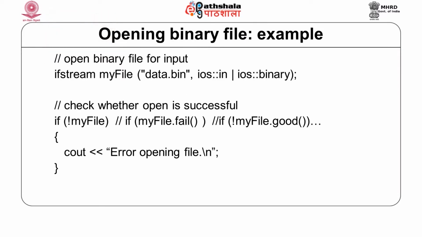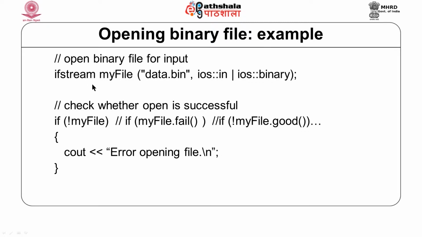So, see this example of opening a binary file. Here in this example we have considered myfile as the object of class ifstream. The data file which we are associating with the myfile stream is data.bin, and the IO mode which we have used here is ios::in and ios::binary. So, see this, that in is also required to be specified even though myfile is an ifstream object.